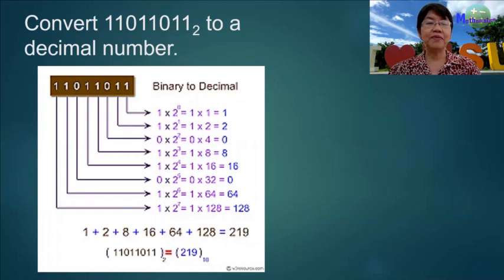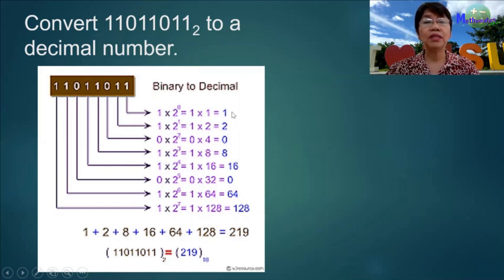Let's take another example. The number 110110111. Okay, and we will convert that from binary to decimal. So we'll start with the rightmost number, which is 1. Then we will move to the left. So we will assign all the values from the rightmost number to the leftmost number. And these are the values.